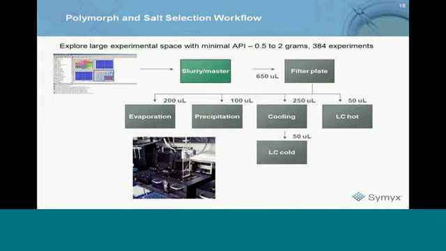Okay, following up from that, we have a question then. How about the consistency in scaling up the reaction from the microgram to the gram and then to the kilo?